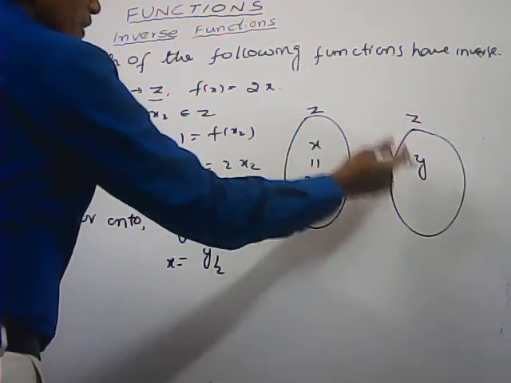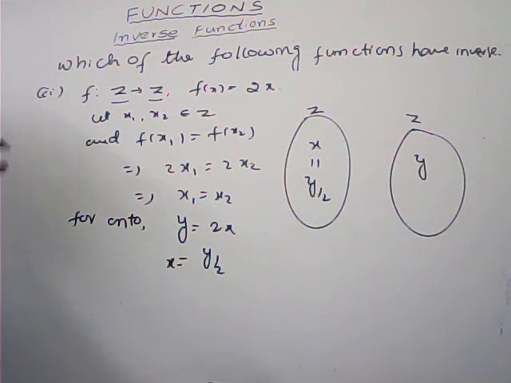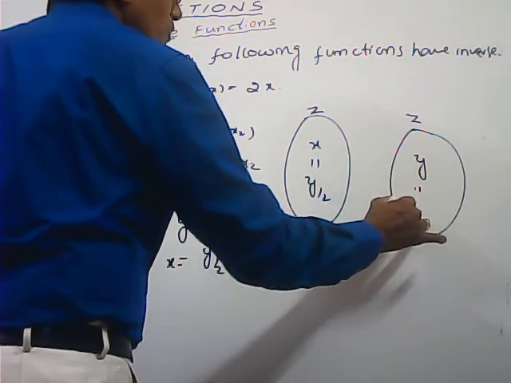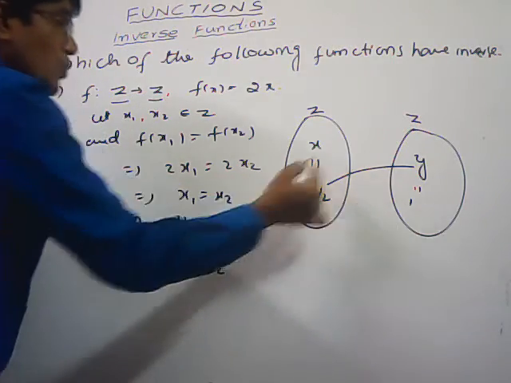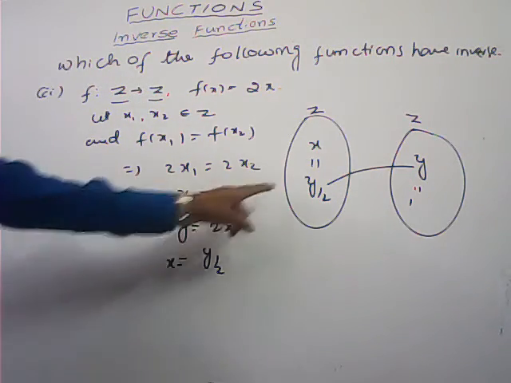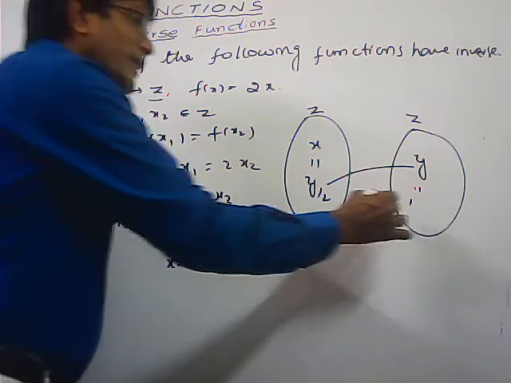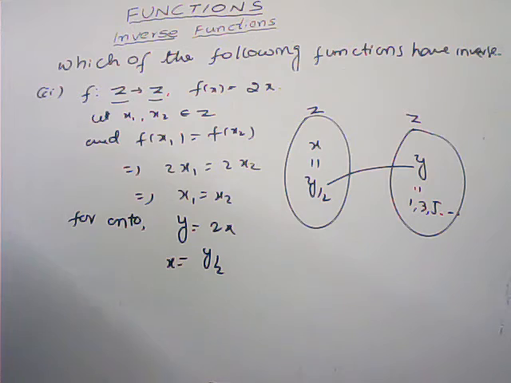Now here you can check. For every y belongs to z, there exists a pre-image integer or not. We can check that one. For example, if I take y is equal to 1, what is the pre-image of y? y by 2. If I take y is equal to 1, 1 belongs to z only. What is the pre-image of 1? 1 by 2. 1 by 2 doesn't belong to z. And by taking odd numbers, 1, 3, 5, and so on, they don't have pre-images.